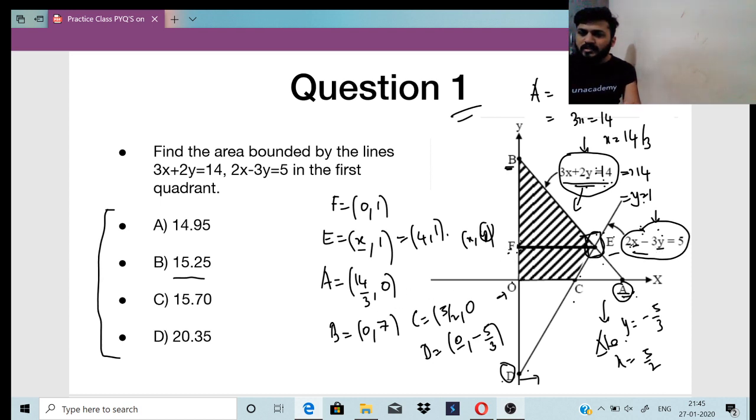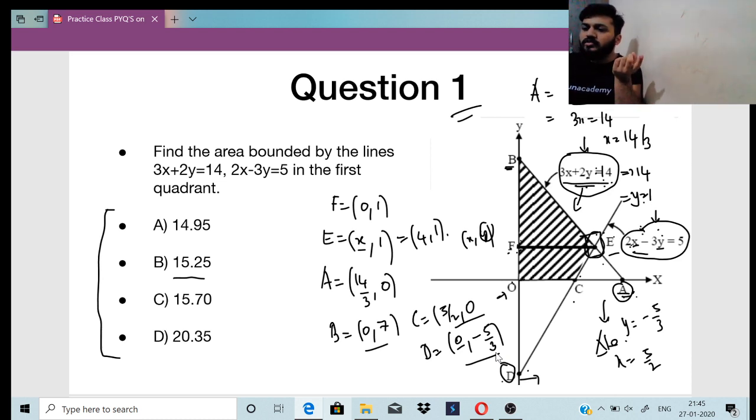A is 14 by 3, 0. So I showed it here. 3x plus 2y equals 14. So put y equals 0. You'll get 3x equals 14. So x becomes 14 by 3. B is 0, 7. C is 5 by 2, 0. And D is 0, minus 5 by 3. Understood everyone? Any doubts in this? Any doubts in the points?